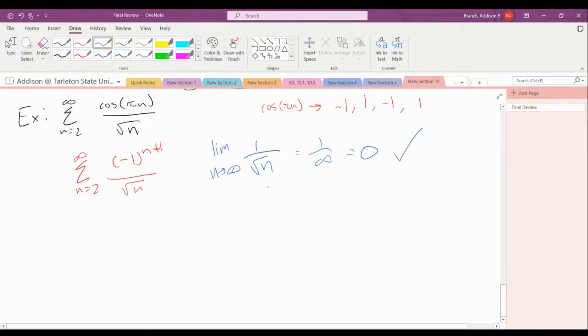And now we have to just make sure that our terms are decreasing. And if we think about it, because our numerator stays the same, but our denominator gets bigger, each term will decrease. You can even just look and say 1 over square root of 2 is greater than 1 over square root of 3, which is greater than 1 over square root of 4. And so therefore, our second criteria has been met. Therefore, this series will converge.